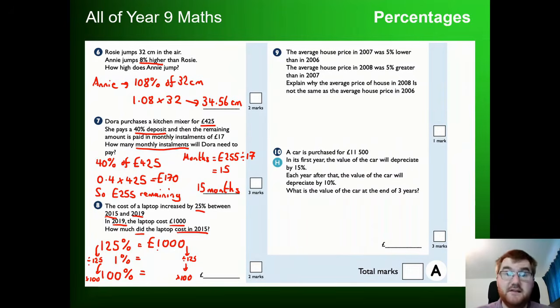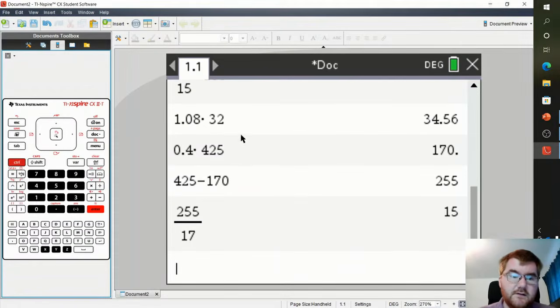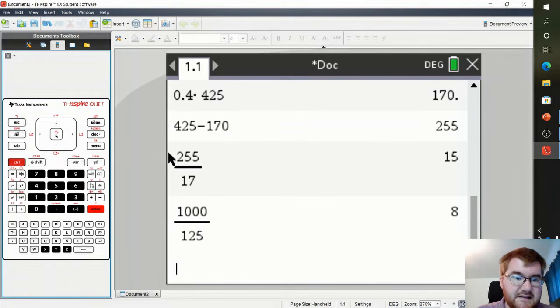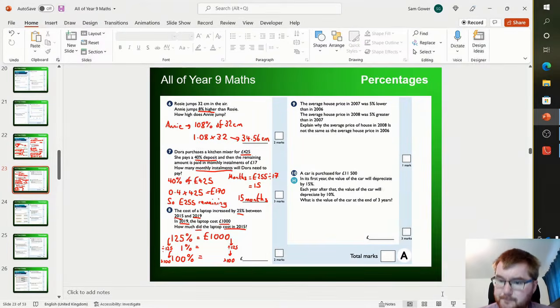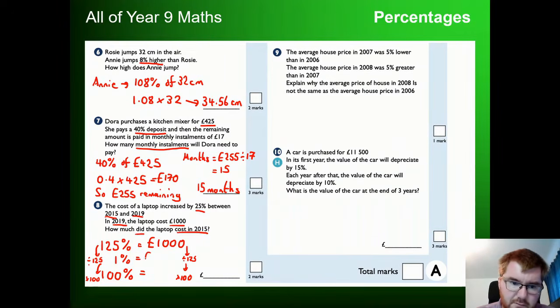Again, we can do both of these on the calculator. So we take 1,000, we divide that by 125, that gives us 8, and then we times by 100, giving us 800. So 1% would be £8, and 100%, which is what it cost in 2015, is equal to £800. So the key thing here is just to write out your working really clearly, visualizing exactly what you know already and what you want to find.